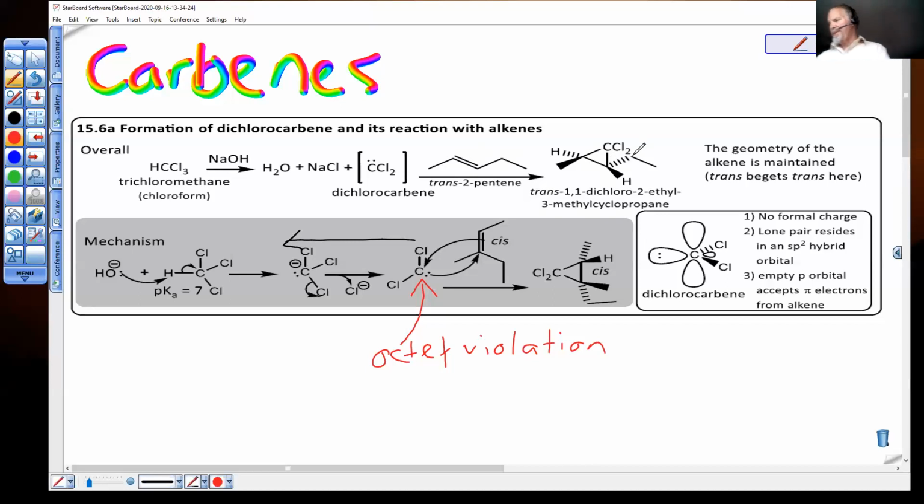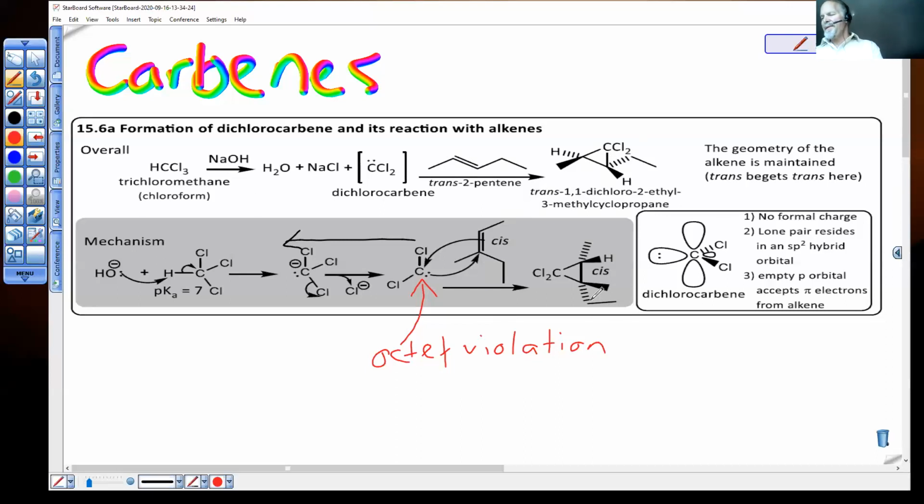If I started with a cis alkene, like I did in the mechanism example, it ends up being cis here as well. We have the methyl cis to the ethyl, and here the methyl is still cis to the ethyl. All because it's a synchronous reaction. Happens at the same time.